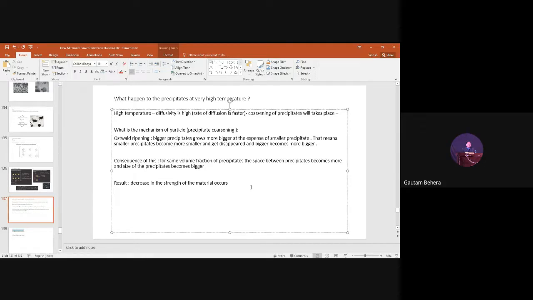So what will happen exactly? We understand that when the temperature is very high, diffusivity is high, the rate of diffusion is faster, and coarsening of the precipitate will take place. So this is the problem we will face when we are using our material at a very high temperature and the material is having precipitates. The precipitate will start coarsening up with time due to high temperature. Why is it happening? Due to diffusion. Diffusion is happening at a high temperature.